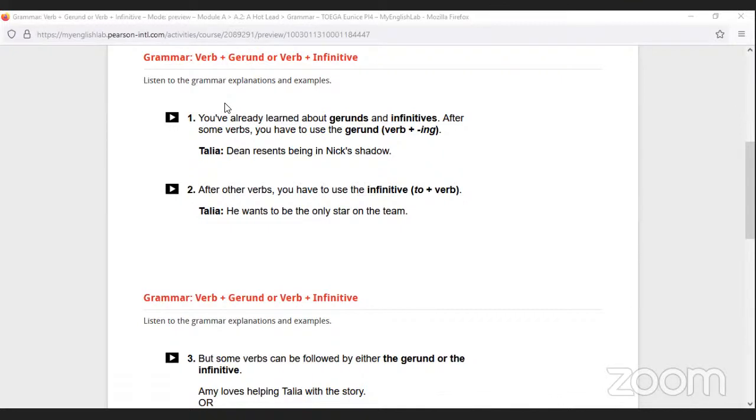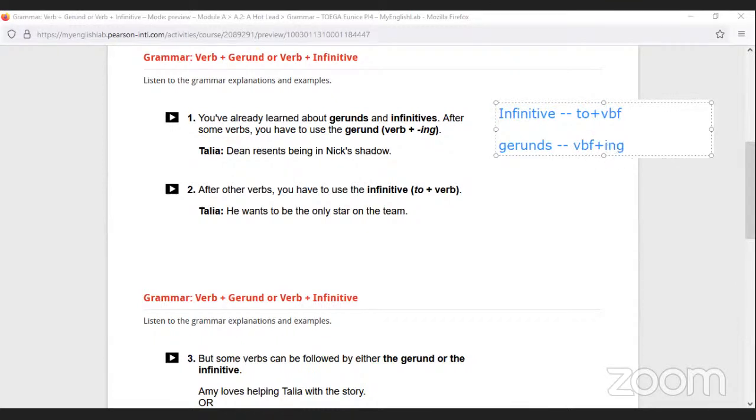Okay, so we are going to remember a little bit about infinitives and gerunds. Okay, so what is an infinitive? An infinitive is "to" plus the verb in base form, right? And the gerund is the verb in base form plus -ing.